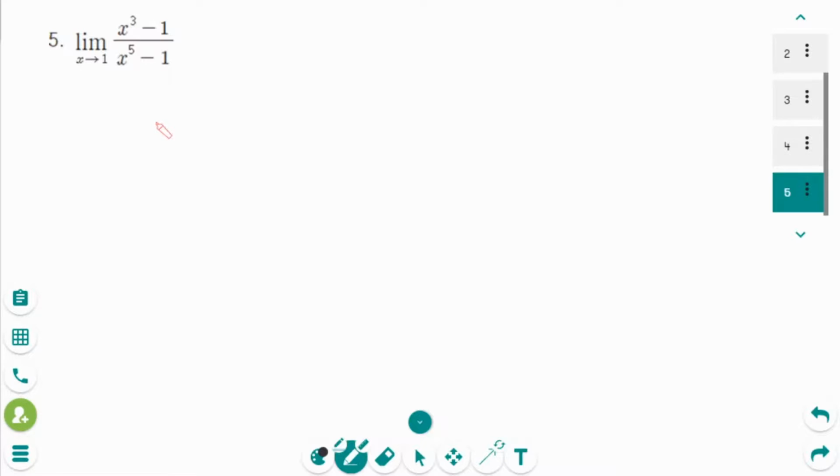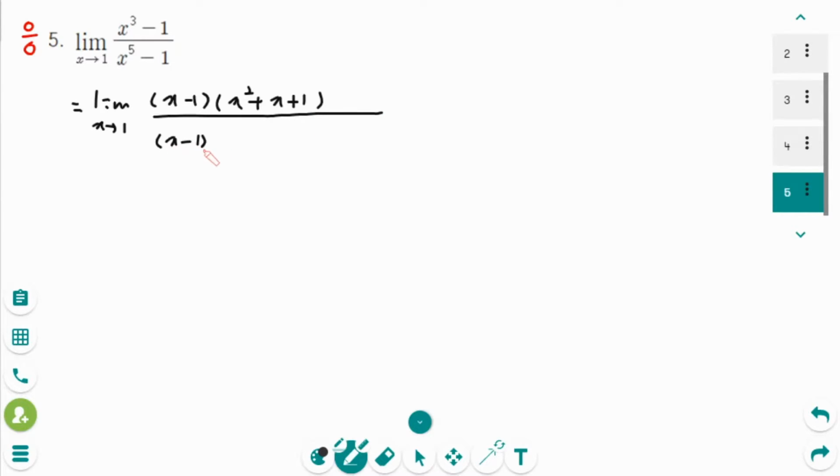This is question 5. This is also in the 0 over 0 form. So we can factor the numerator into x minus 1 and x squared plus x plus 1, over x minus 1 and x to the power of 4, 3, 2, 1, and x to the power of 0, which means just 1. And then cancel the common factor.